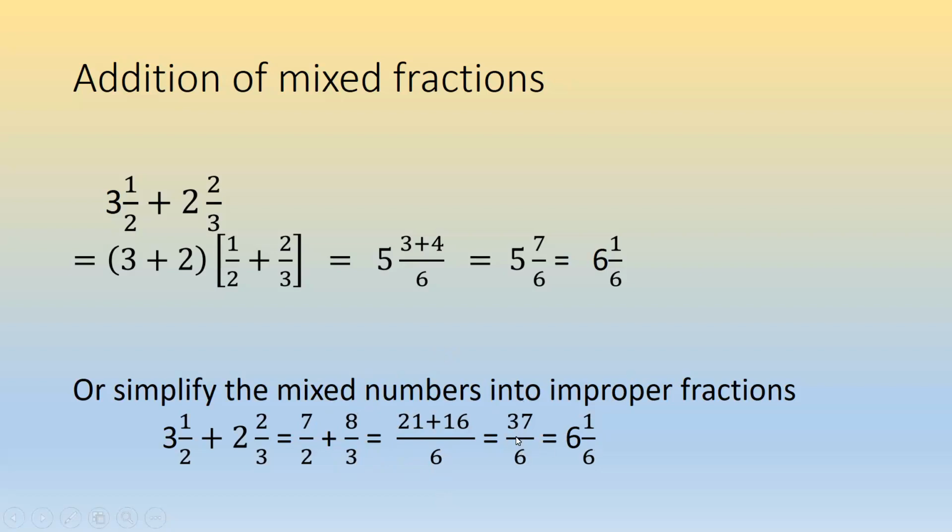And then you can change this 37 over 6 into a mixed fraction. And that's 6 whole number, 1 over 6. That means that this 6 will go into 37 6 times, and there's a remainder of 1, which is here. And then your denominator remains the same, which is 6.